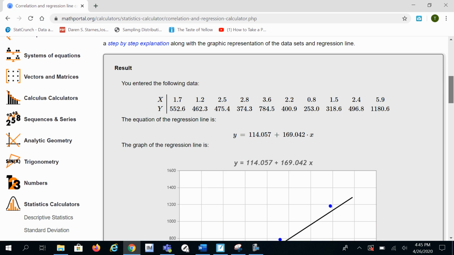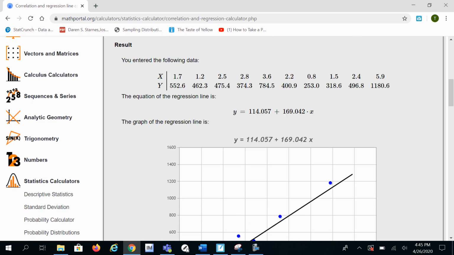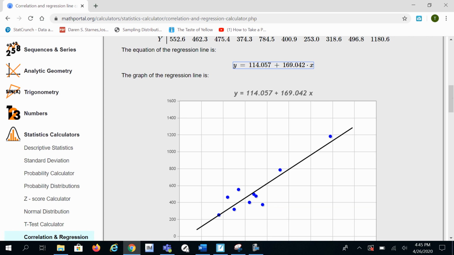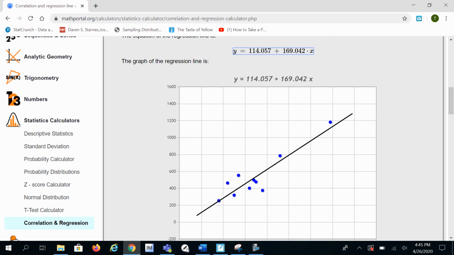We're going to scroll down, and it's giving me the line of best fit right here. Notice that it's a y equals equation. So y equals 114.057 plus 169.042x. Except in statistics, we always like context. We want people to look and see exactly what we're talking about. So we will not be using y and x for the majority of the time. Now, there could be questions where they have y and x. That's fine. But when you're doing your own work, do not write y and x.